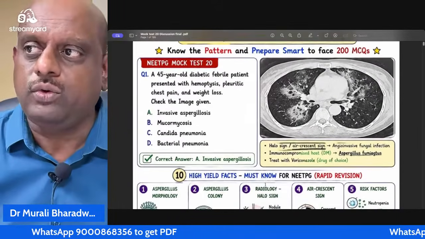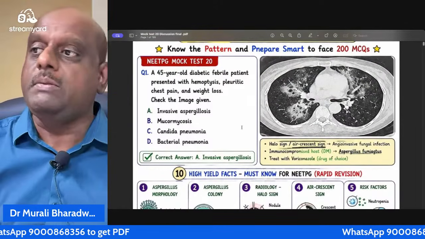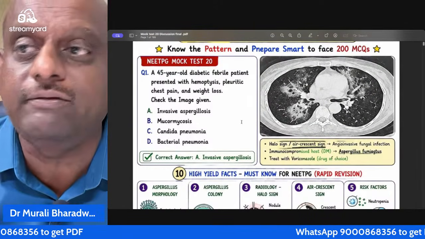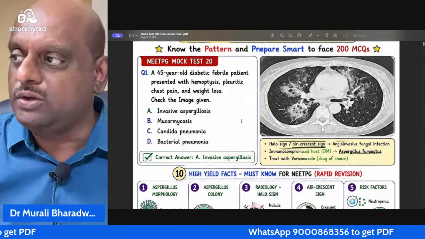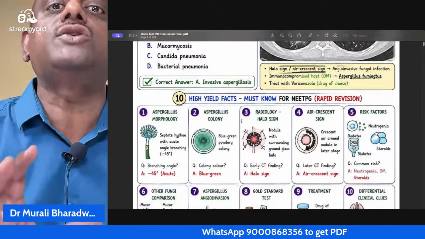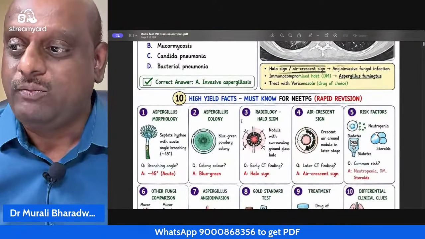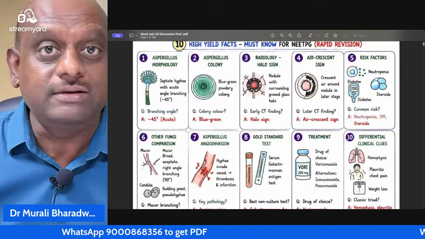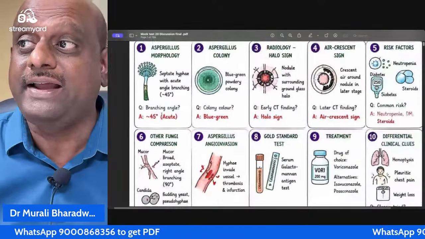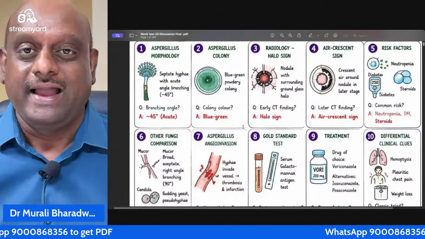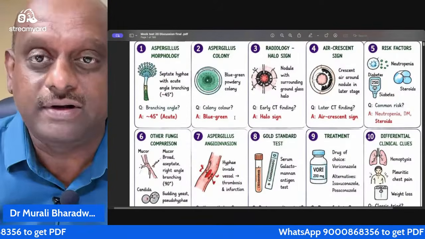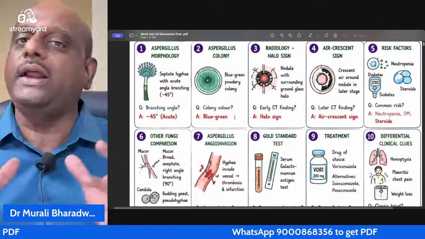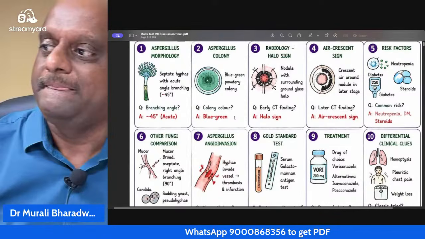A 45-year-old diabetic febrile patient with hemoptysis, pleuritic chest pain, and weight loss. You need to think of invasive aspergillosis. What is the morphology of aspergillus, doctor? The branching angle is 45 degrees. And the aspergillus colony typically is a blue-green powdery colony.